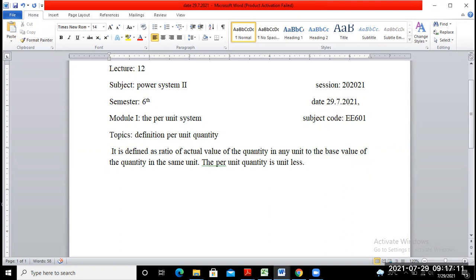Suppose we consider a transformer. As you know, the transformer consists of two windings. One is known as the high voltage winding, and another is your low voltage winding, is it not? Up to this point you are familiar, I think.